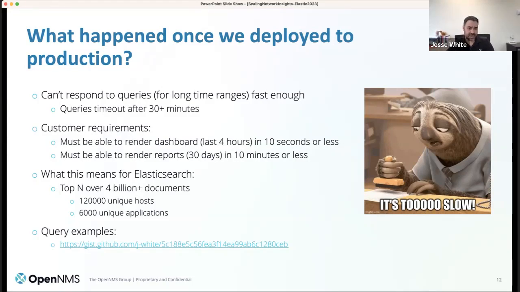Given the scale and volume we just talked about, those requirements translated to trying to use Elasticsearch to do top N over billions of documents. In the fields that we're aggregating on, we're talking about hundreds of thousands of unique hosts and applications. As we know, IP addresses, ports, a lot of uniqueness there. Quite a complicated problem to solve. There's a link at the bottom to give you some idea of what the queries look like as part of our solution.